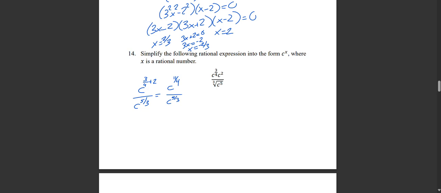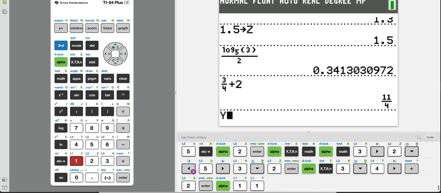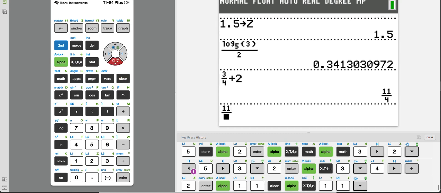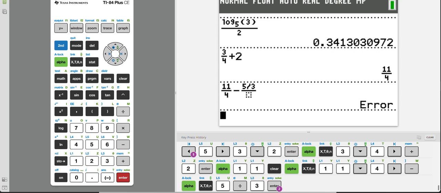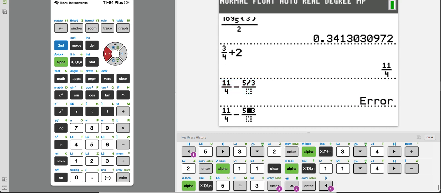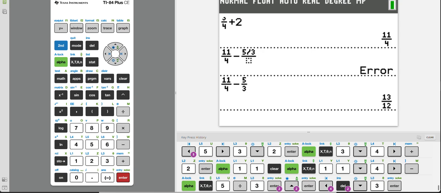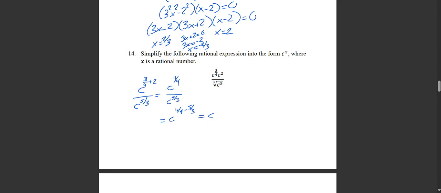And then now the bases match. Nothing's inside of a root, so I can do the quotient rule. So I can subtract: 11 over 4 minus 5 over 3. That's 13 over 12. And that is in the form c raised to the power of some rational number. So everything checks out.